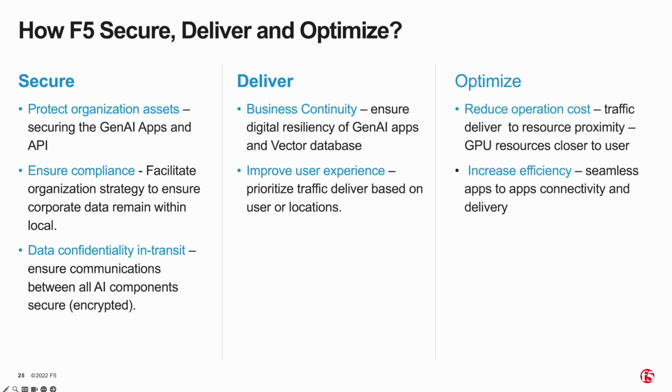On optimization, F5 helps organizations optimize their GenAI operations in several ways. It reduces operational costs by delivering traffic to appropriate locations where GPUs are closer to users. It also increases operational efficiency by seamlessly connecting all AI components together. By leveraging F5's comprehensive suite of solutions, organizations can ensure that their GenAI applications are secure, efficiently delivered, and optimized for both performance and cost effectiveness.